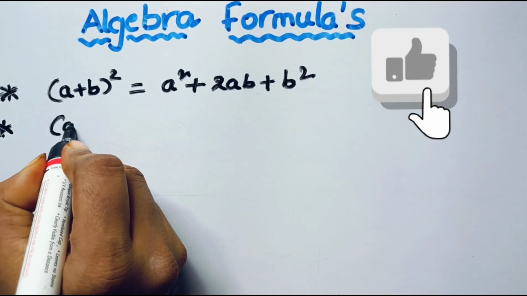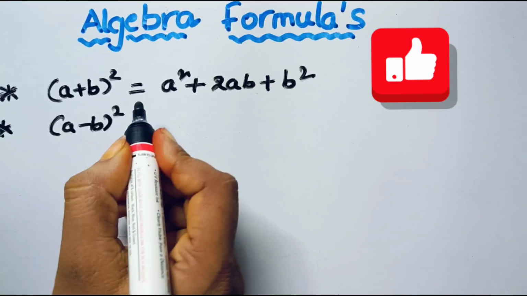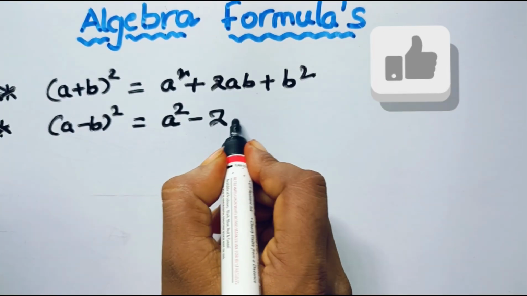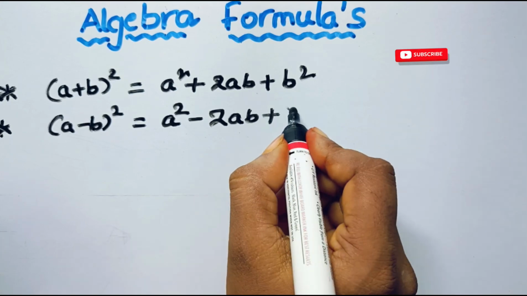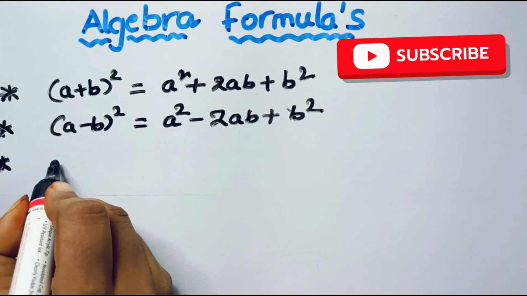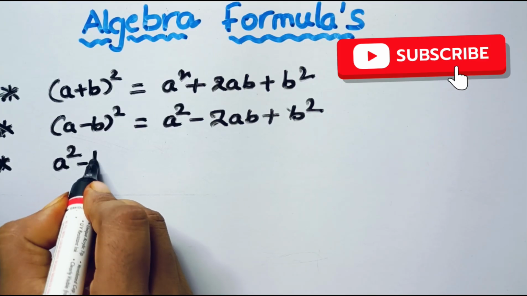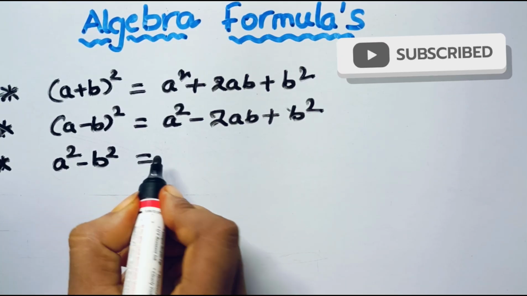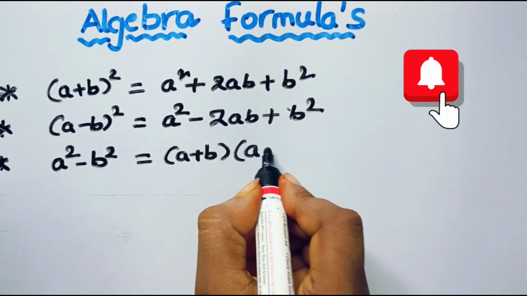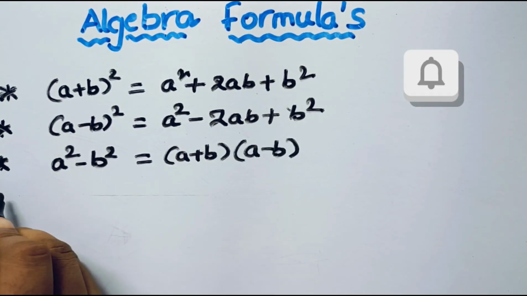Next one is (a − b)² = a² − 2ab + b². Next one is a² − b² = (a + b)(a − b).